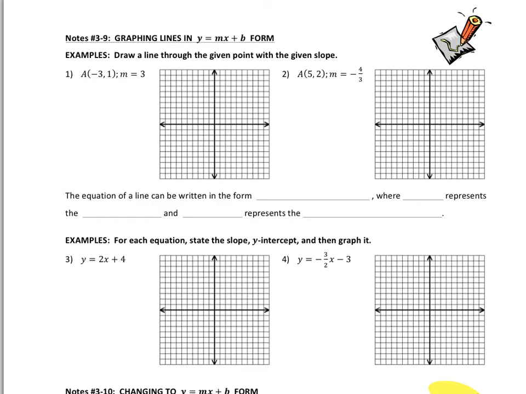We're going to draw a line through the given point that has the given slope. The point is -3, 1, and the slope is 3. So the first thing that you're going to do is you're going to plot the point -3, 1. Now remember that the first number that you see is an x value, and the second number is a y value. If you look at your graph, the positive x direction is on the right, the negative x direction is on the left. On the y-axis, negative y is going down and positive y is going up.